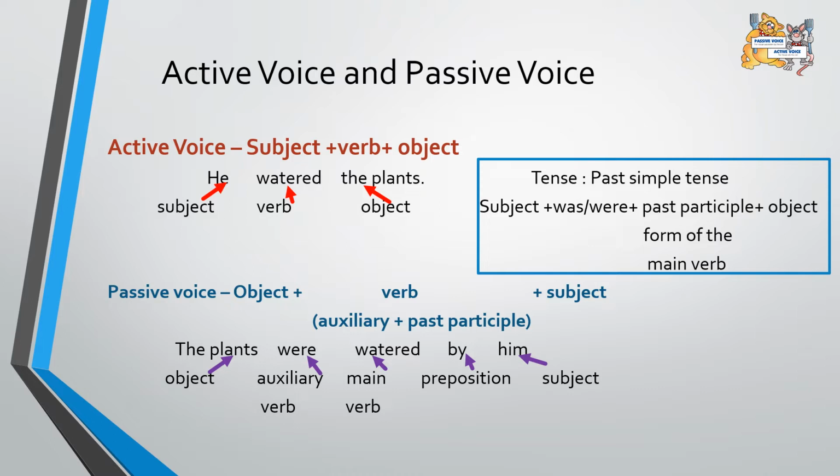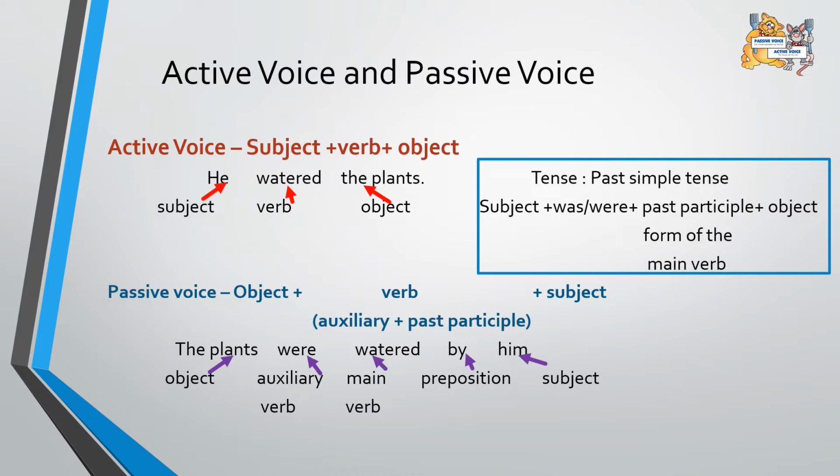Children, when we use active voice, it shows how a subject in a sentence acts upon its verb. The general formula of active voice is subject plus verb plus object. Now you can see the example, he watered the plants. This sentence is in past simple tense.